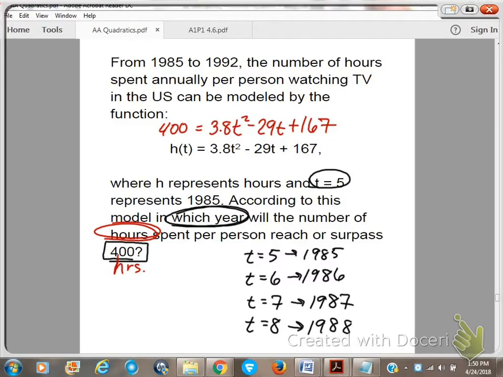Now, on the right-hand side, what shape is that going to be? A parabola. A parabola that opens which way? Up. So we expect that to look like a parabola. On the left-hand side, that 400, what do we expect that to look like? Linear line. Not linear. Horizontal. It's just a number by itself, so it's a horizontal line. You need to be able to see that horizontal line, so you're going to need to change your window.